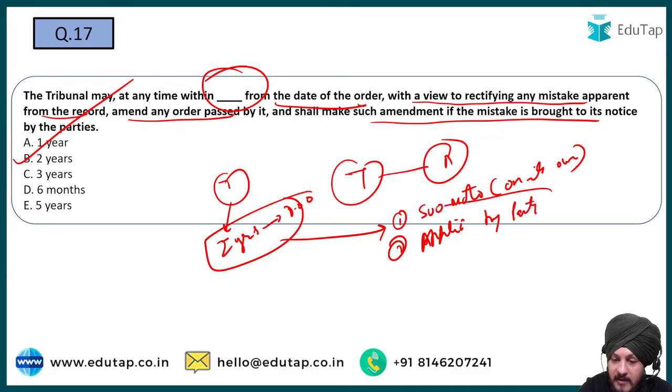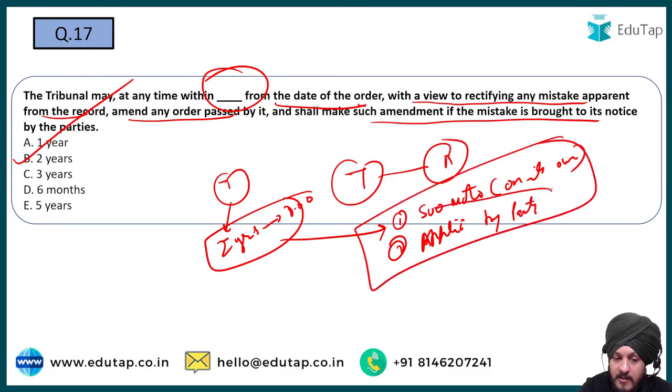if it feels that basically tribunal order has to be amended, right, if there is certain type of mistake, so it can basically pass the application, and based on that the order can be rectified, the mistake can be rectified. So based on that, B is going to be the correct answer to this question.